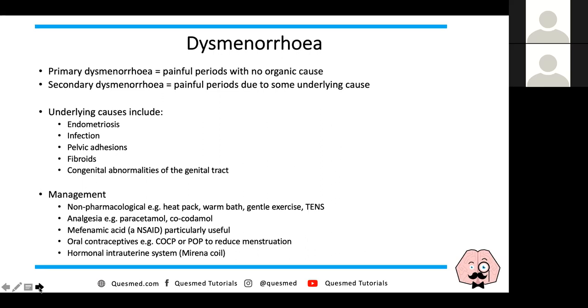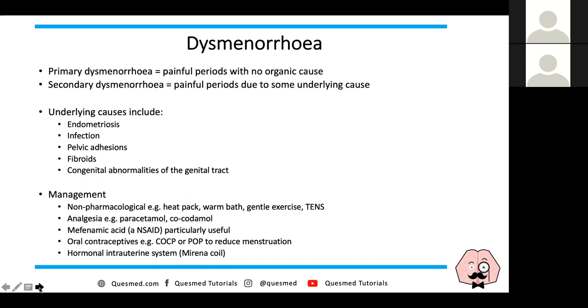Non-pharmacological methods are great. So heat packs, warm baths, gentle exercise, use of a TENS machine. Those are often overlooked in the management of dysmenorrhea, but most people that have periods, I'm sure you've had nights with a heat pack and a warm bath because you've had period pain. They're a great method of management.